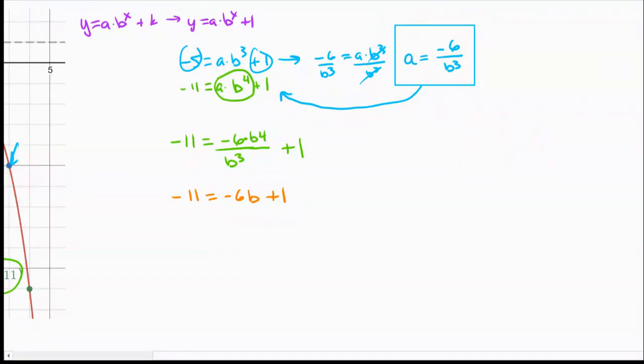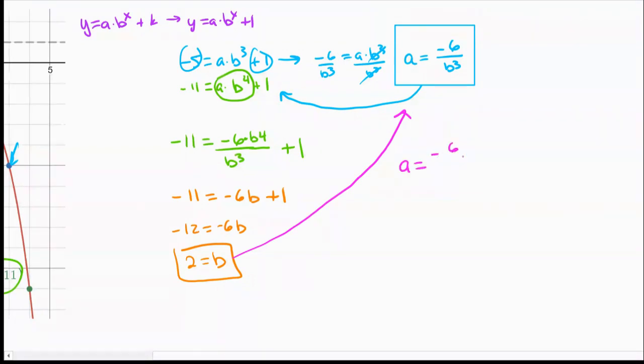So now I'm going to subtract 1 from both sides, divide by -6 from both sides, and my b value is 2. Last thing I need to do is find my a value, so I'm going to plug this b back in over here, and I get a equals -6 over 2 cubed, which is 8. Simplify my fraction to -3/4. That's my a value.